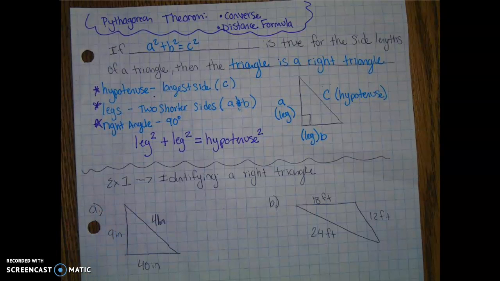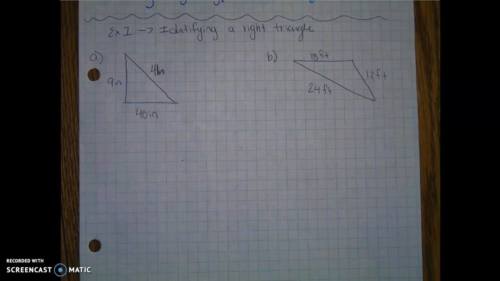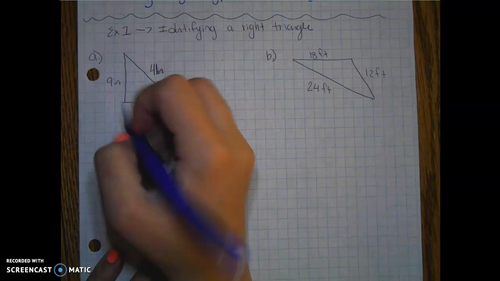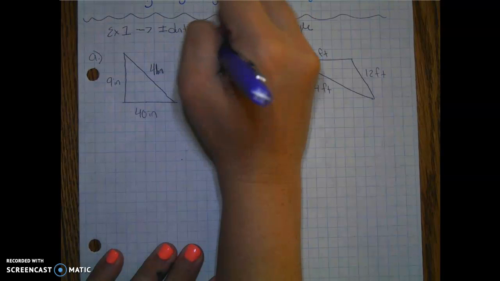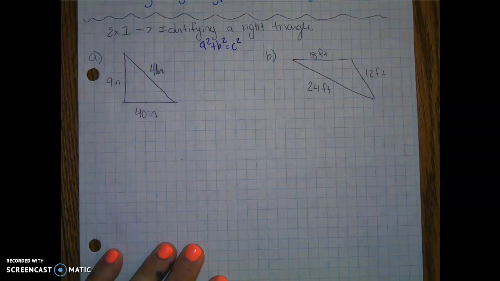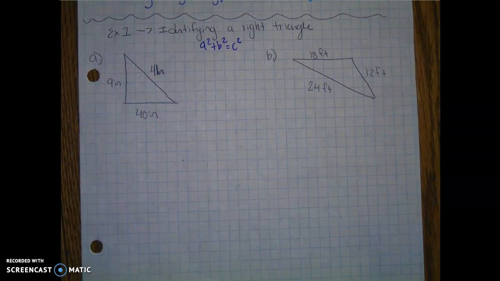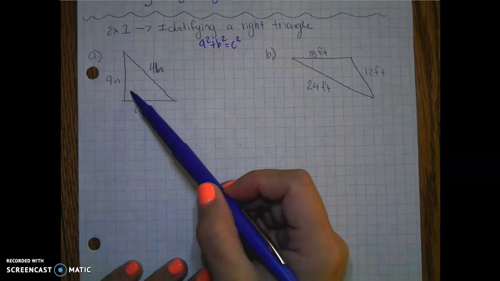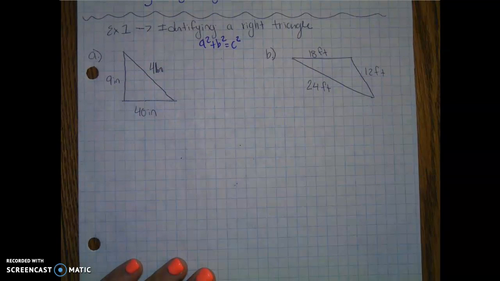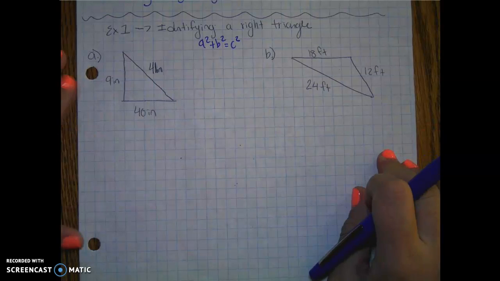So now we're going to do two practice examples. We're going to identify if it is a right triangle, meaning we're going to use our formula a squared plus b squared equals c squared to show that it is a right triangle. So, letting you know now, just because it doesn't have the right square in the corner, doesn't mean it's not a right triangle. So let's prove these by using the formula.